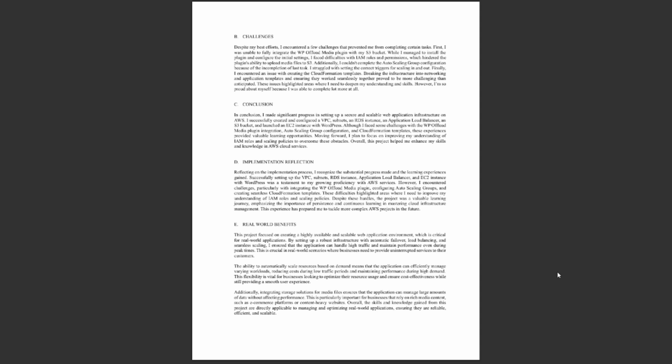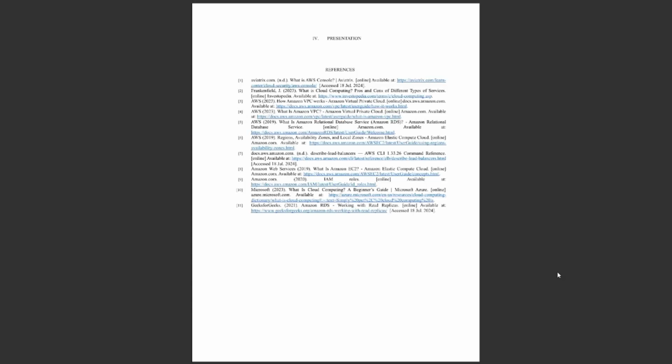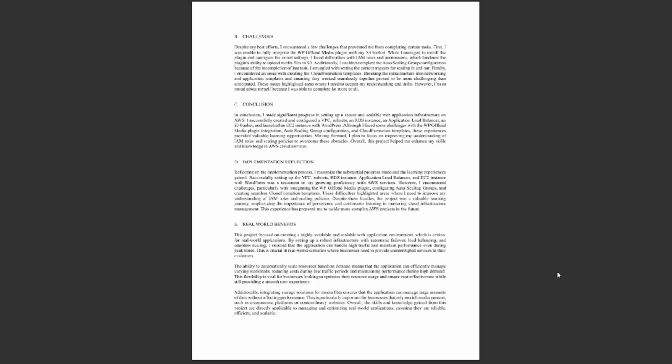so I'm proud of that. So in conclusion, I made significant progress in setting up a secure and scalable web application infrastructure on AWS. I successfully created and configured a VPC, subnets, an RDS instance, an application load balancer, and an S3 bucket, and launched an EC2 instance with WordPress. So yeah, that's it. I think I completed the task successfully, and thank you.